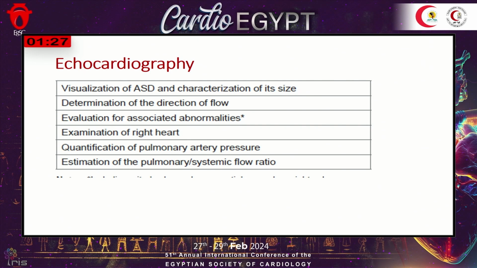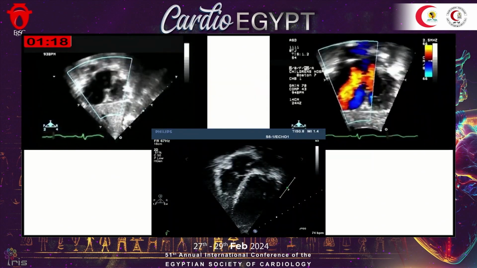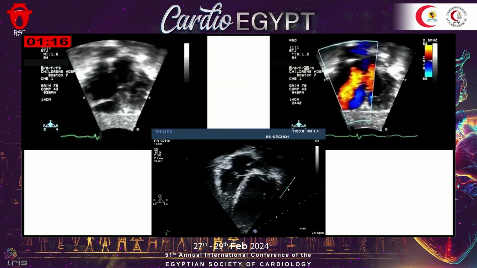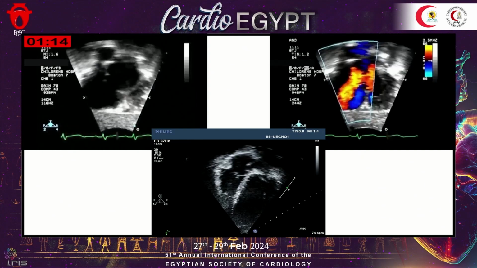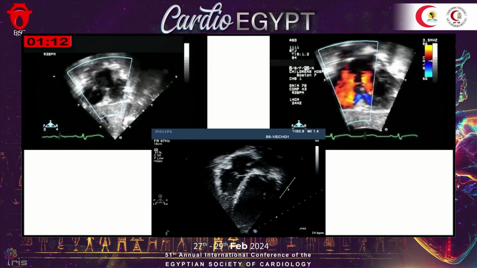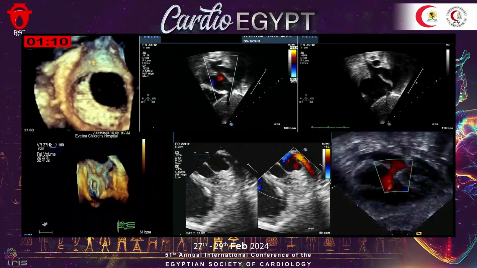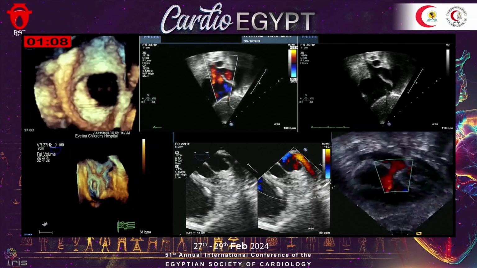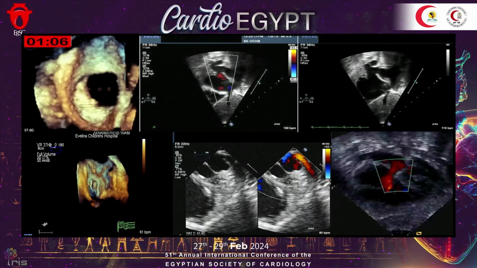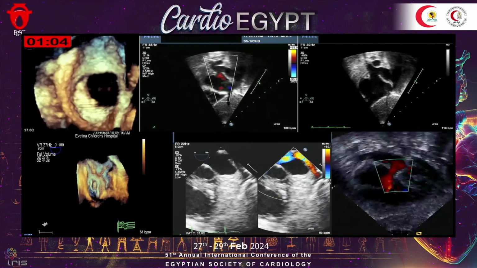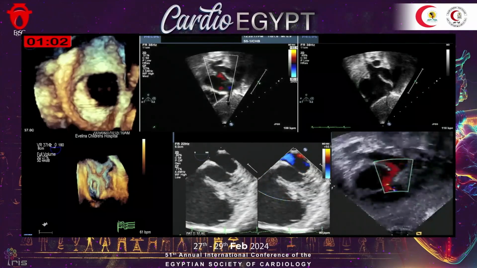How to diagnose? The key is echocardiography to visualize the defect, direction of the flow, and any other anomalies. These are some defects, as we can see here. Again, 3D TEE and 3D transthoracic echo are crucial in the diagnosis of these cases.